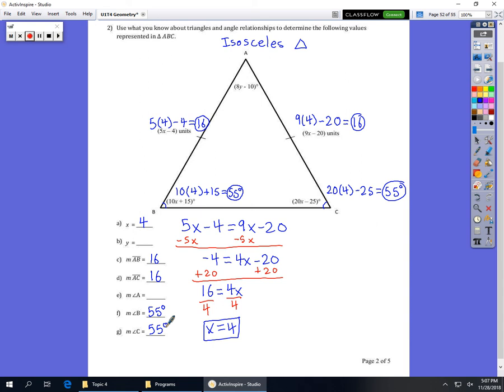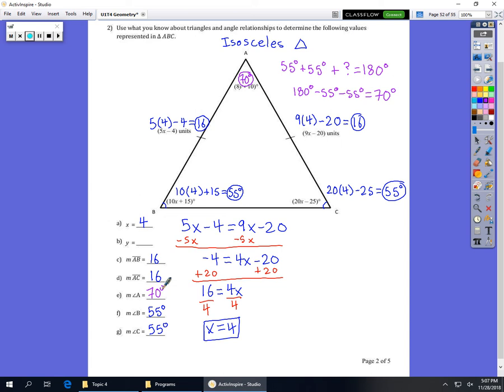Well, since this is a triangle, all three of these angles need to add to 180. So I have 55 here and 55 here. That means I've got to figure out what this last thing is. Remember, they all add to 180? So 55 degrees plus 55 degrees plus some number has to equal 180. The way I do it is I subtract: 180 minus 55 degrees minus 55 degrees gets you 70. Great. So A is 70 degrees.